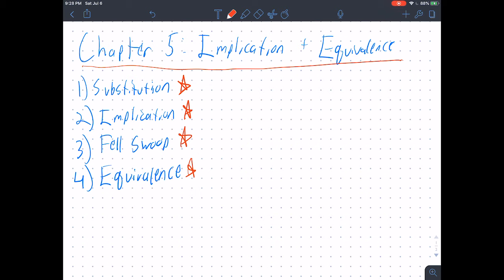So the substitution stuff, the implication stuff, the equivalence stuff is mostly conceptual. You don't have to learn any new skills, and fell swoop, again, is just an abbreviated sort of truth value analysis to save you a lot of time if you recognize where it will apply. It's very useful. So don't freak out this week. There aren't like a billion rules to learn like last week. It should be pretty relaxed. So let's move on and figure out substitution.